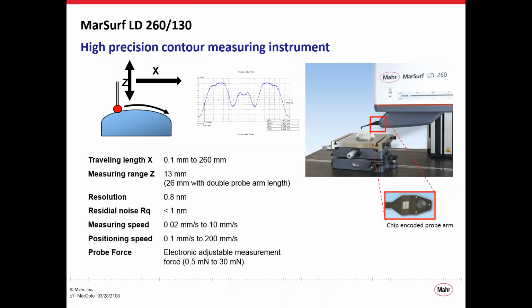Shown here is the MarSurf LD260. It's a 1D profiler that can take a profile across 260 millimeter length. Each probe for this profiler is embedded with a chip that encodes the calibration data for that probe. And then the force of that probe can be adjusted electronically down to about 0.5 millinewtons. So this reduces the possibility of scratching very sensitive optics like polymer optics or even optics with very soft coatings.